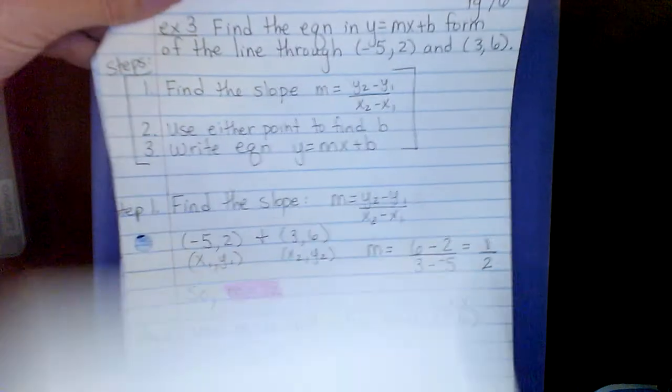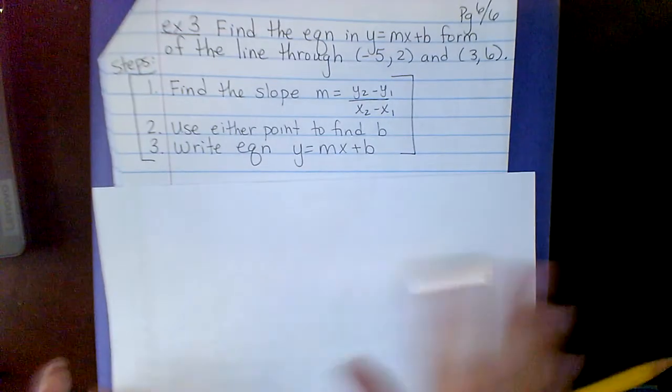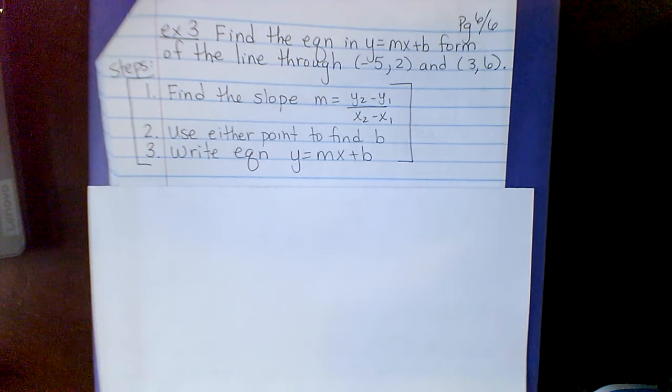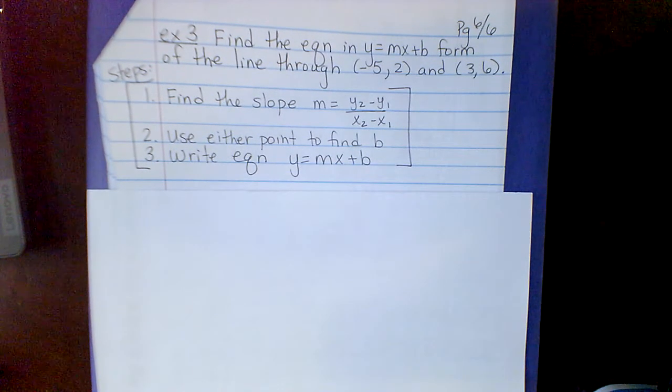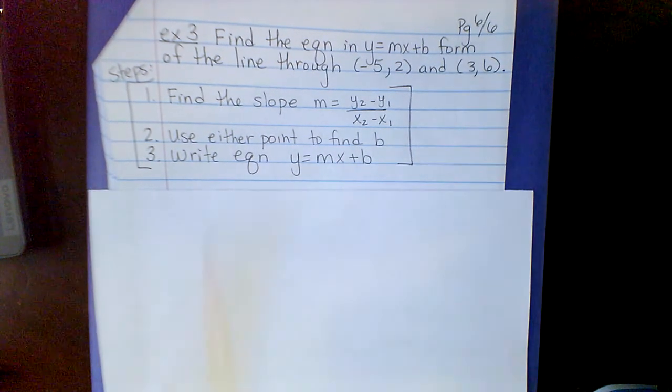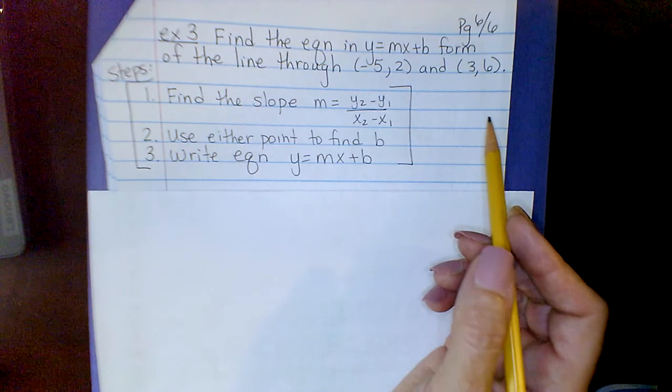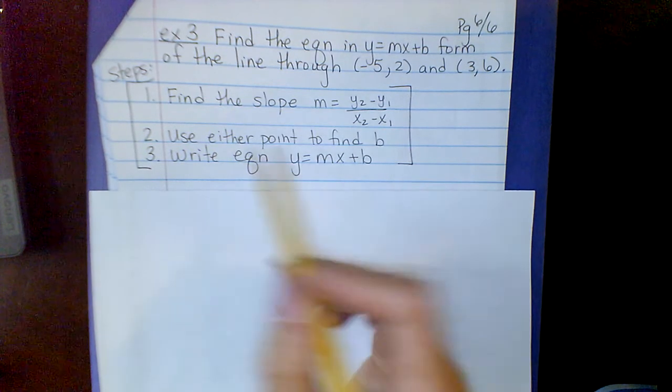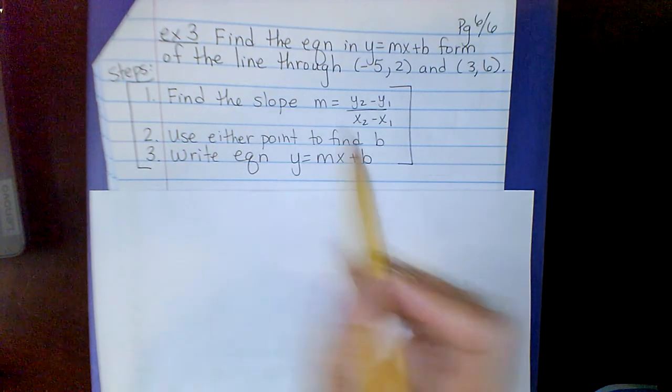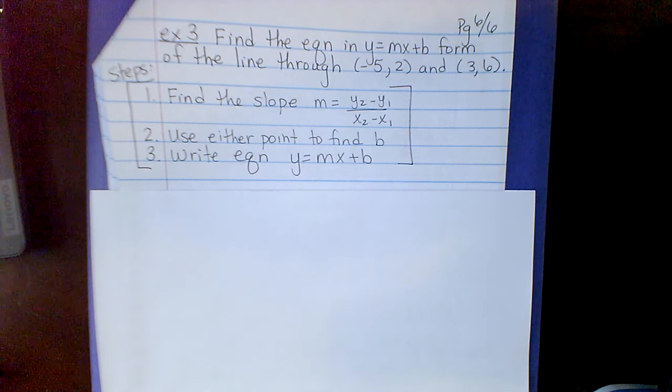Okay, so last one. We're going to find the equation in y equals mx plus b form of the line through these 2 points. Now this one is getting a little more complicated because now I don't have a slope given. So now I have to find the slope. Then I'm in the same position I was with the last one, that I can use the slope and then either point to find b and then write the equation. So I tried to write this out in steps to kind of break it down for you so that you could see what I'm doing and when.